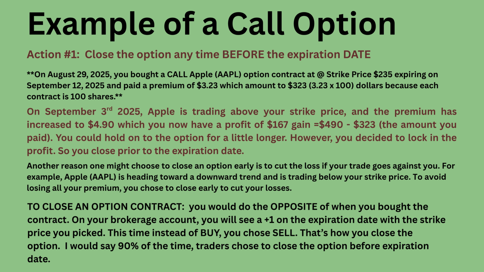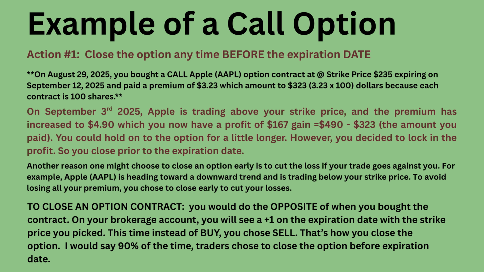For example, you choose action number 1 to close the option before the expiration date. On September 3, 2025, Apple is trading above your strike price, and the premium has increased to $4.90, which you now have a profit of $167. Gain equals $490 minus $323. You could hold on to the option for a little longer. However, you decided to lock in the profit. So, you choose to close prior to the expiration date.